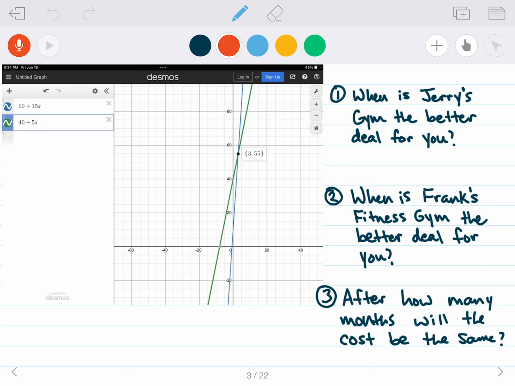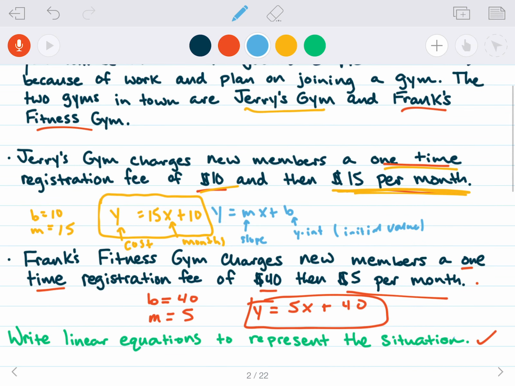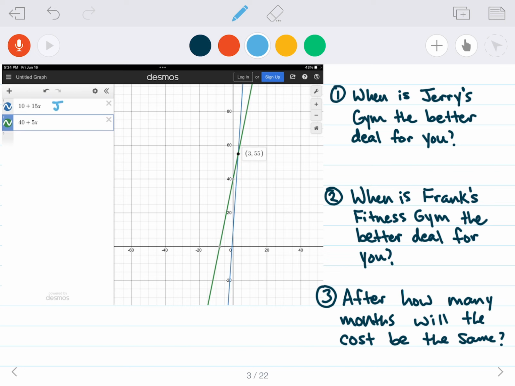Now that we have our equations, we can use Desmos to analyze the lines, the graphs that represent the equations. The blue graph, 10 plus 15x, is going to represent Jerry's gym. I'll just write Jerry here, and maybe I'll even write equals y, just to stay consistent with the previous slide. And then this green one is going to represent Frank's gym.